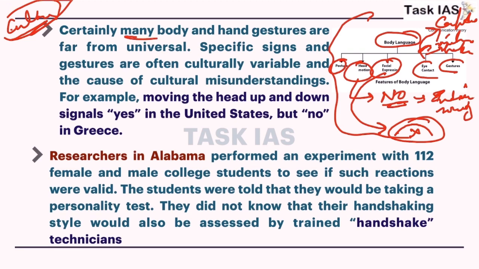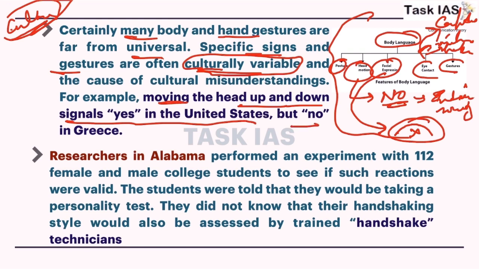Certainly many body and hand gestures are far from universal. Specific signs and gestures are often culturally variable, and if these are not understood, then it can lead to misunderstandings between cultures of different persons. For example, moving the head up and down signals yes in the United States but no in Greece. So this is an important example, and if someone is going for IFS or other jobs in foreign countries, they have to understand these kinds of communication patterns to have better understanding.